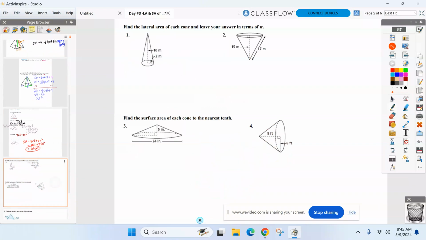All right, here we go. Find the lateral area of this one in terms of pi. Everyone should be putting a 2. Nobody should be plugging in 10, right? Because that's the height. We're looking for slant height. So everyone's doing a little Pythagorean work off to the side.